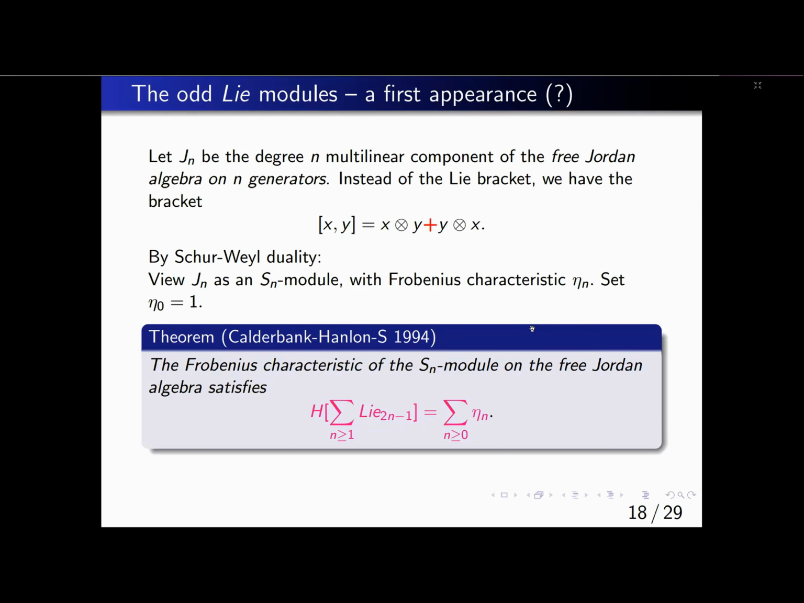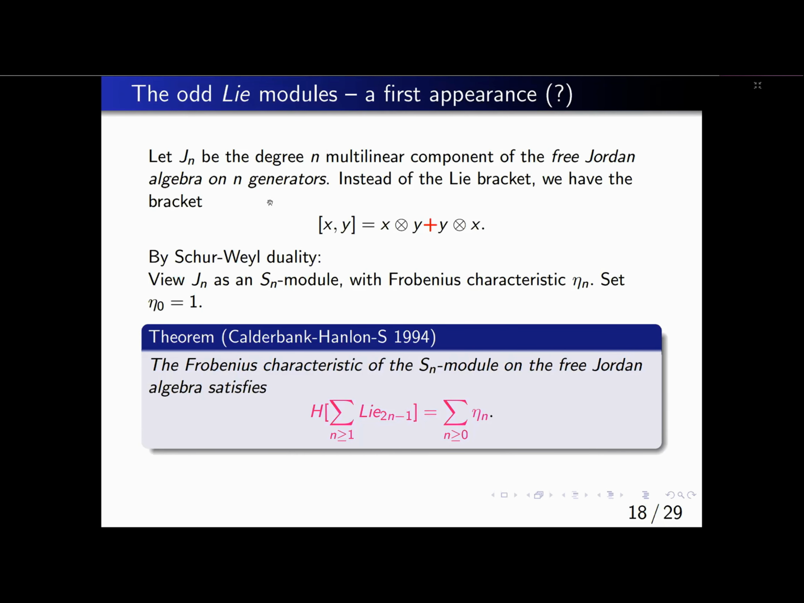Okay, so in the title of my talk were the odd Lie modules, so I have to talk about that. I don't know if this is the first time they appeared, but I'll just put it down here. I'm going to let Jn be the degree n multilinear component of the free Jordan algebra on n generators. So this is another old thing that probably Georgia knows a lot about. I don't know where it came out of.